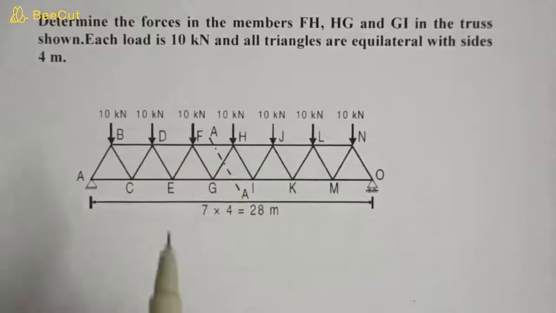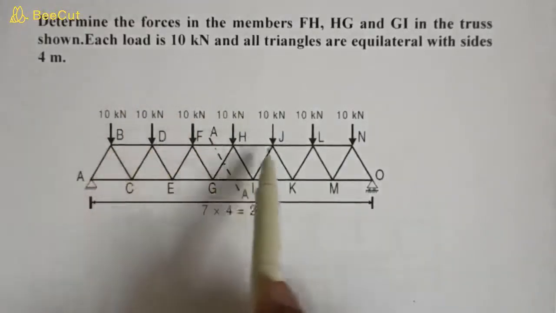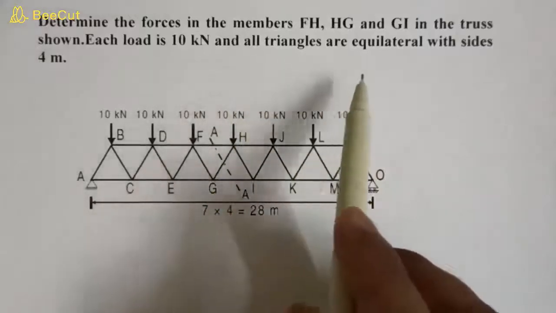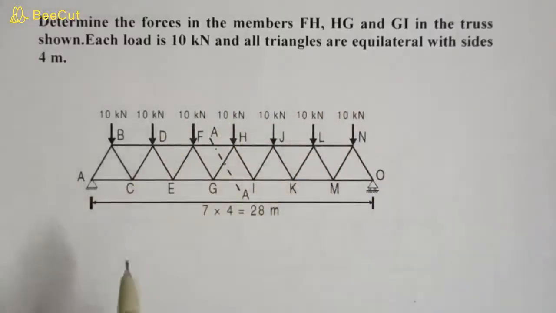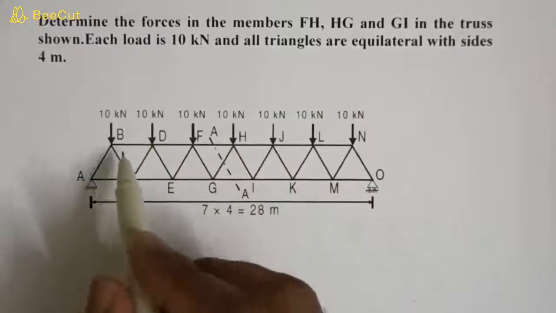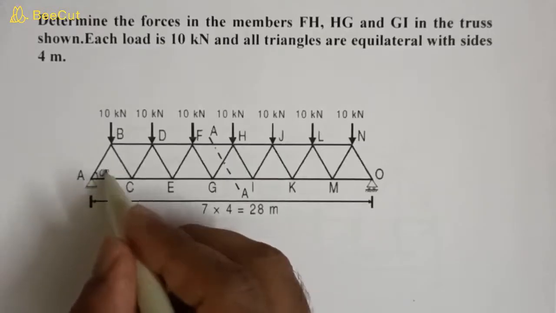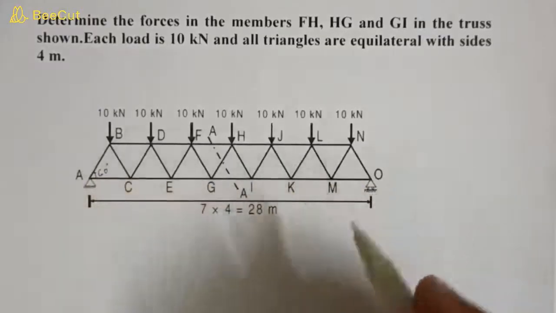Each load is 10 kN, so loads of 10 kN are given at each upper joint, and all triangles are equilateral with sides 4 meters. So this is 4 meter, this is 4 meter, all sides are 4 meter, and we know that in case of an equilateral triangle every angle is 60 degree. So all the angles are 60 degree.